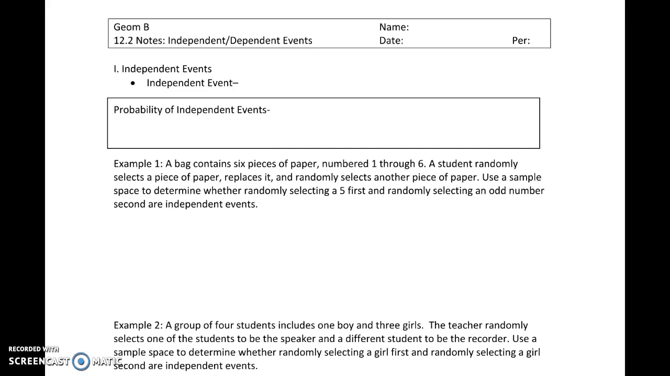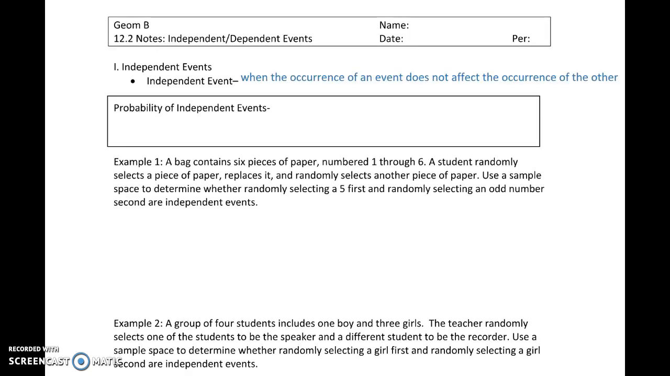Our next section in probability is going to talk about how to find independent and dependent events. So first, let's define what is an independent event. It sounds basically exactly like what it is. An independent event is when the occurrence of an event does not affect the occurrence of another.